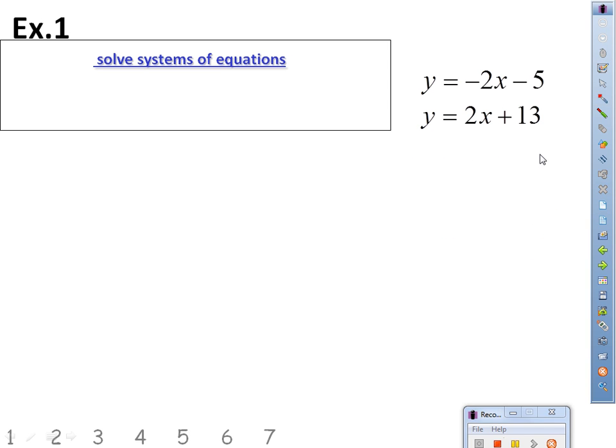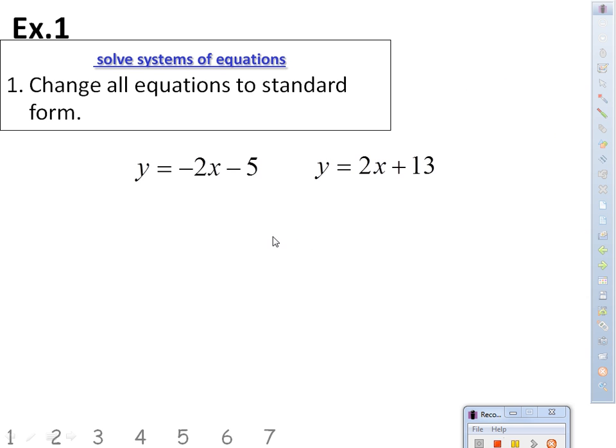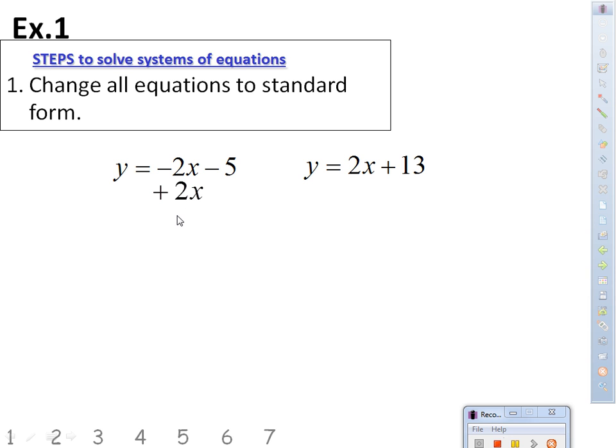So step 1, what is it? Change equations into standard form. So by looking at them, both of them are solved for y. So I'm going to get these, and I'm going to change them into standard form. So look at this one. To change it into standard form, I need to get rid of this x, send it to the other side. How do I do that? By adding 2x to each side. Add 2x, add 2x. I'm left with 2x plus y equals negative 5.